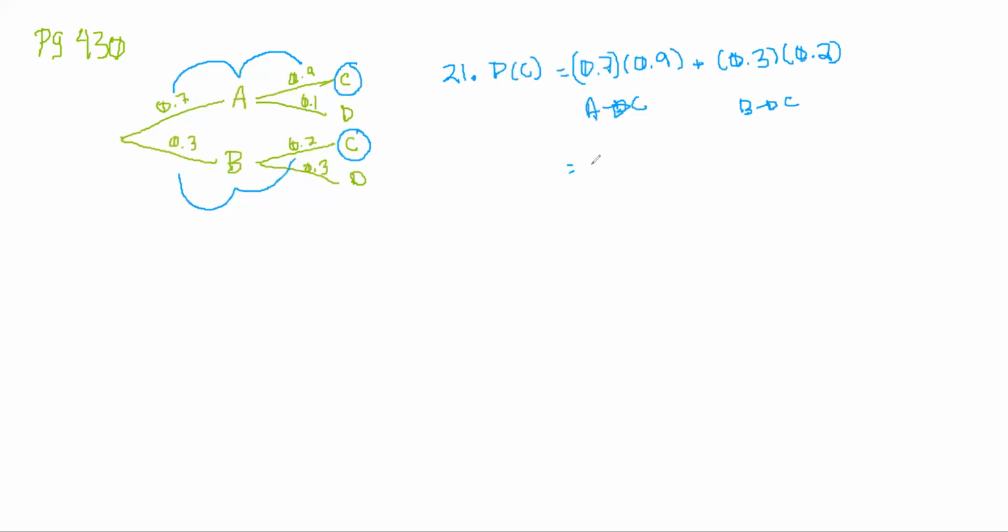So if we add all of these up, this is 0.63 plus 0.06 is equal to 0.69. And that is the probability of getting C. So it's much more likely that you're going to get C than D in this example. Okay, just want to clarify that's a 3 down there, that's an 8. So it's 2 and 8.